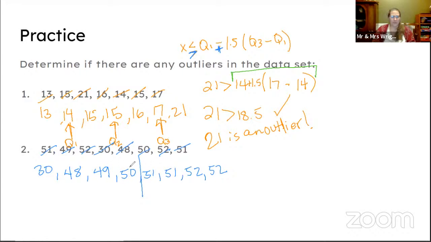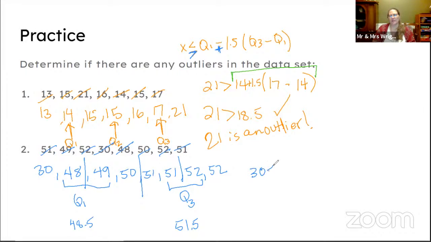I'm not interested in the median, so I'm not going to figure that out. But here is my quartile 1. It's going to be halfway in between 48 and 49, so it's 48.5. Here's my quartile 3, which is halfway in between 51 and 52, so it's 51.5. All right, so now we need to look at this. Do I think there are any outliers? Well, 52 is definitely not an outlier, right? If there are any outliers, it's going to be 30, so that's at the lower end.